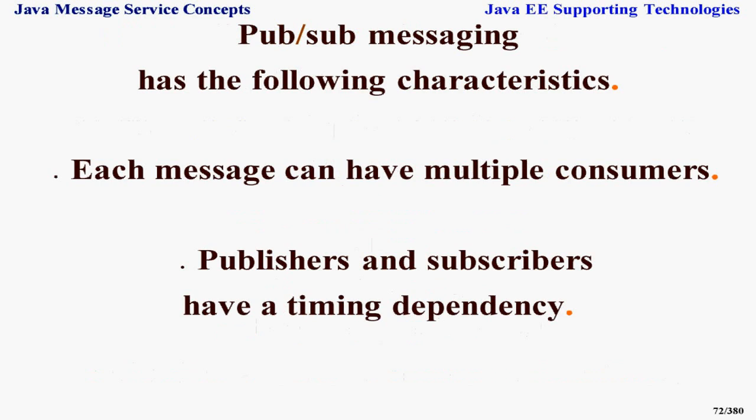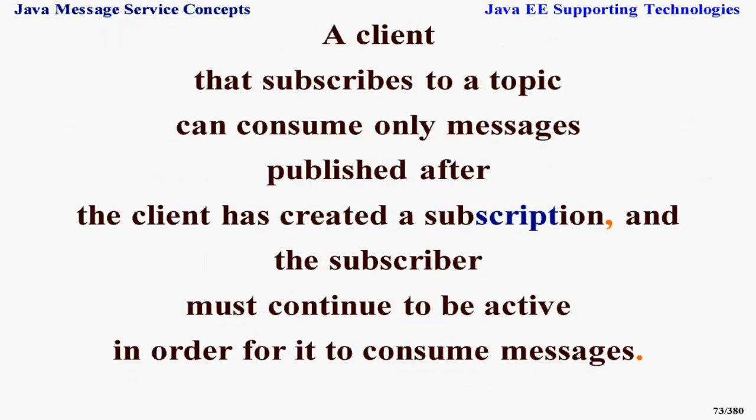Pub/sub messaging has the following characteristics. Each message can have multiple consumers. Publishers and subscribers have a timing dependency. A client that subscribes to a topic can consume only messages published after the client has created a subscription, and the subscriber must continue to be active in order for it to consume messages.